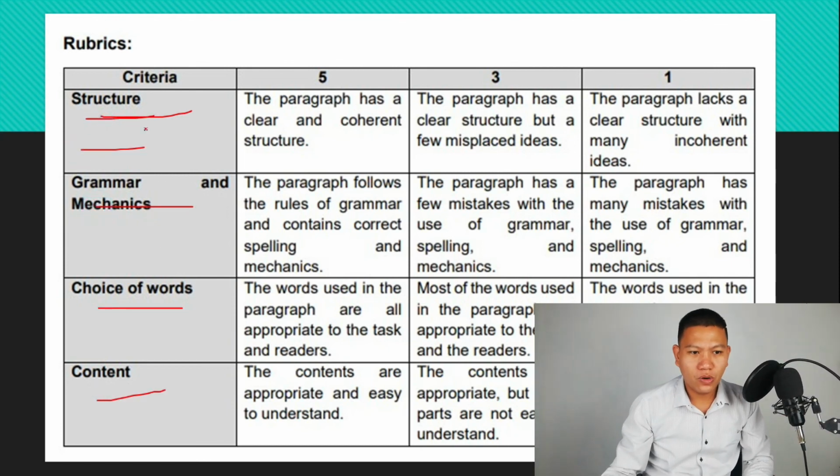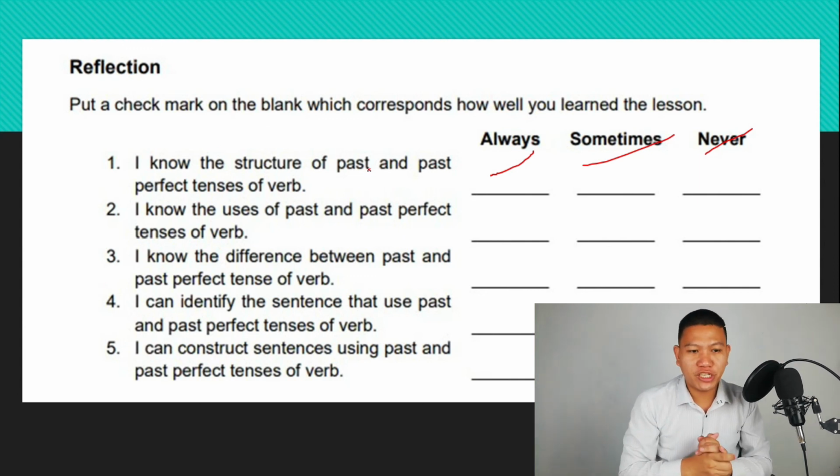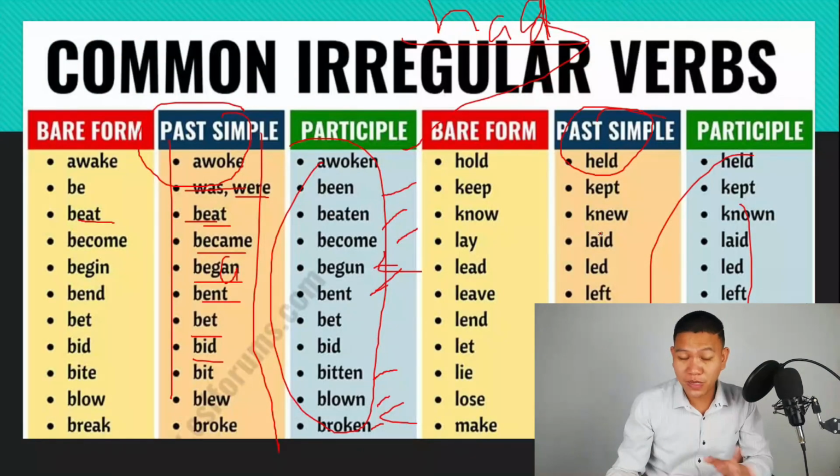Okay. So in writing your paragraph, here are the things to consider. Structure, make sure your sentence structure is correct. Grammar, choice of words, and content. And for the reflection, just read and then answer whether it's always, sometimes, or never. Just be honest, okay? I know the structure of past and past perfect tenses of verb. I taught it already, so you would say always.